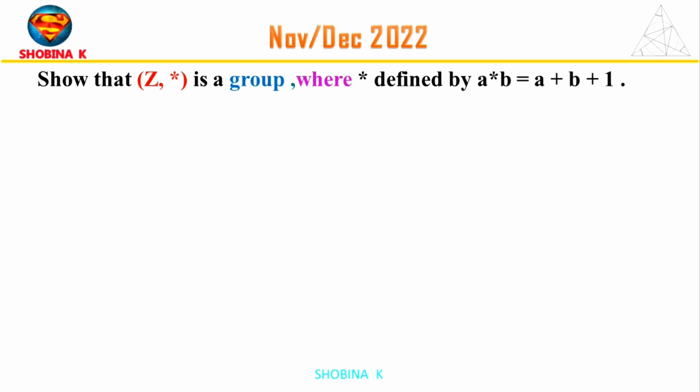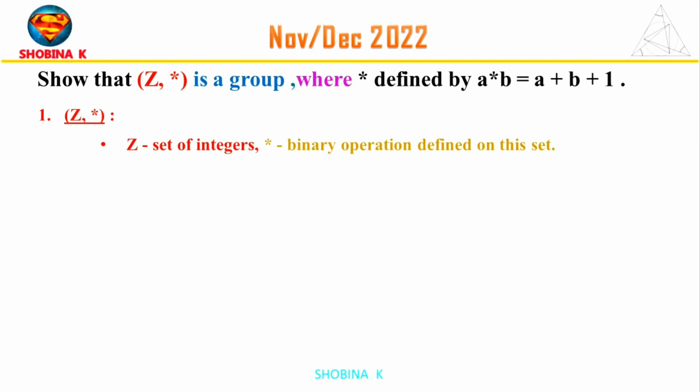Here we need to demonstrate that the set of integers Z under the operation asterisk, defined as a * b = a + b + 1, forms a group. Now let's understand the question. This notation (Z, *) refers to the mathematical structure where Z represents the set of integers and * represents the binary operation defined on this set.